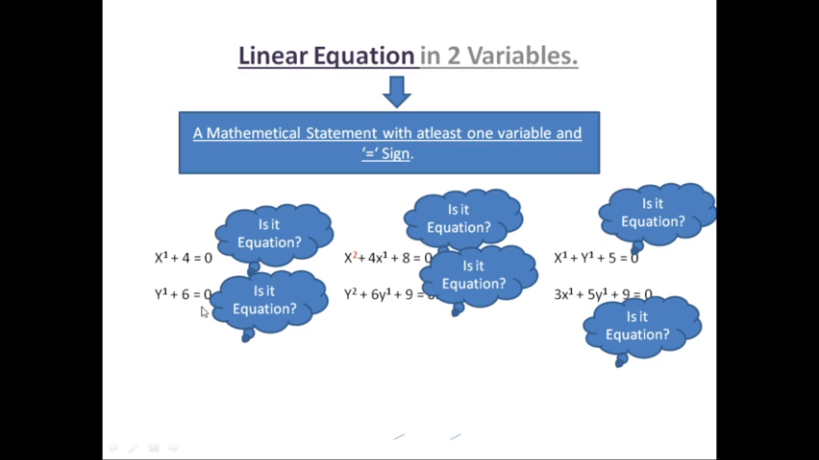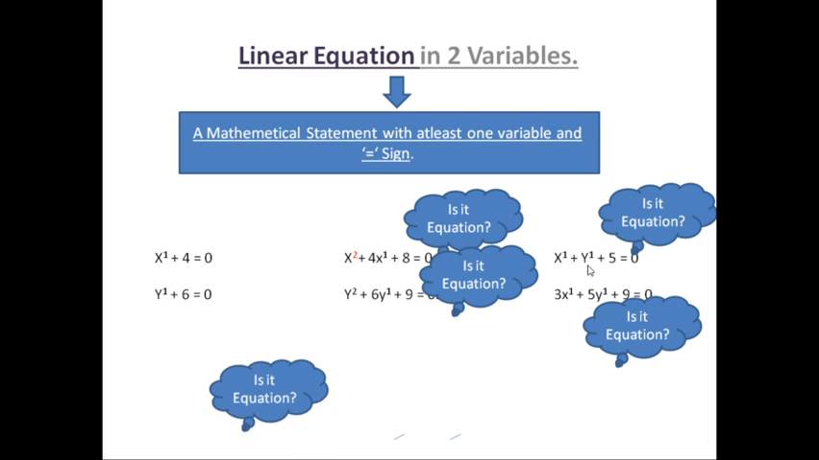Now, similarly, the second one, y plus 6 is equal to 0. Is this an equation? Yes, we have an equal to sign and one variable, so this is an example of an equation. We have one variable x here, one variable y here, and an equal to sign. So both are examples of an equation, and even these are examples of an equation.